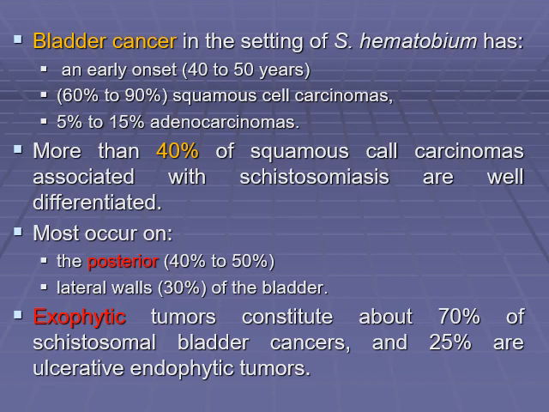So what about the bladder cancer? In the setting of Schistosoma haematobium, it has an early onset; the patient age is usually from 40 to 50. 6 to 9% are squamous cell carcinoma, 5 to 15% is adenocarcinoma. More than 40% of squamous cell carcinomas associated with schistosomiasis are well differentiated, and most of these occur in the posterior wall, but some 30% are in the lateral wall. It's usually exophytic in 70%, but it can be endophytic in about 25%.